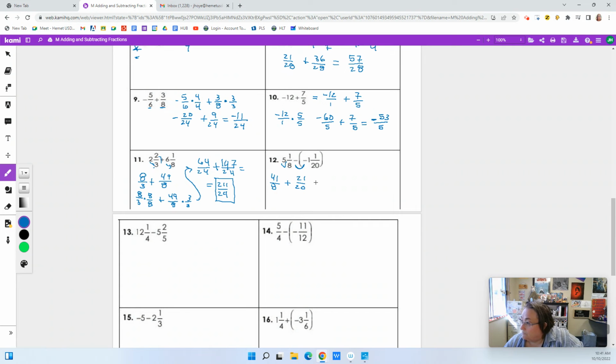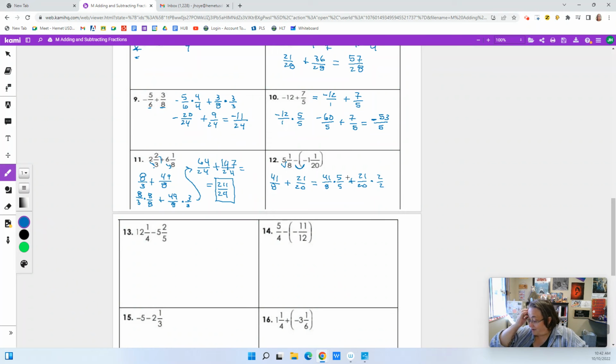So we can rewrite that as 41 over 8 times 5 over 5, right? Because 5 times 8 equals 40. Plus 21 over 20 times 2 over 2. Notice I'm using the dots for the multiplication. You want to get used to using that for multiplication instead of x because you're going to see it all the time from now on.